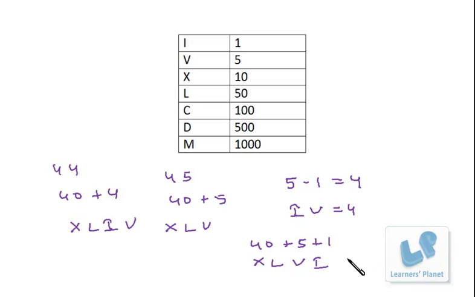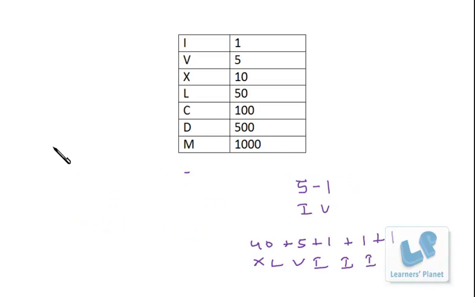Similarly 47, for 47 we will be adding one more I over here. That is 47, and for 48 one more I. Okay, so it's 48. Now let's write 49. Now what is 49? It is 40 plus 9, or I can say 40 plus 5 plus 4.